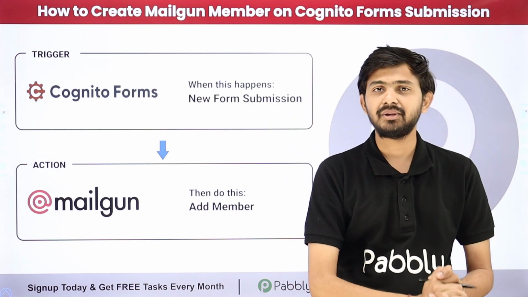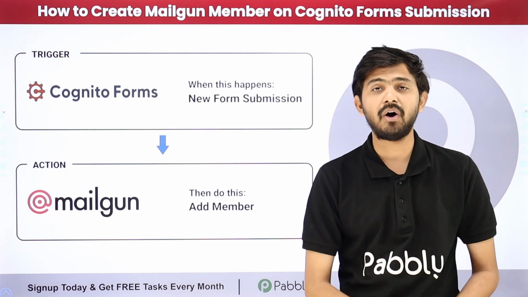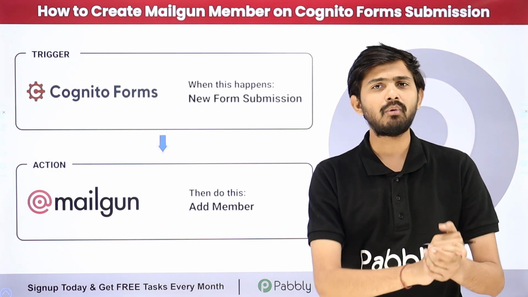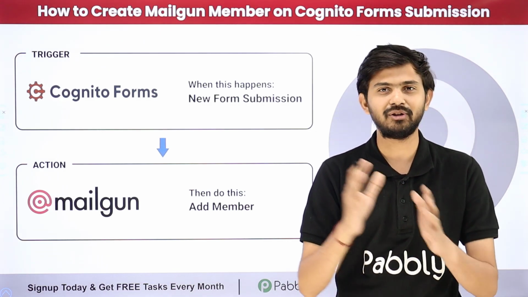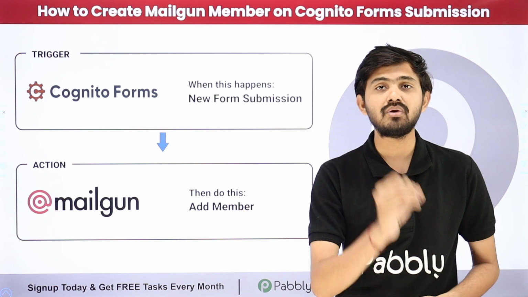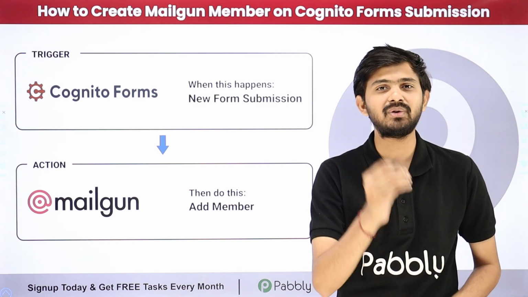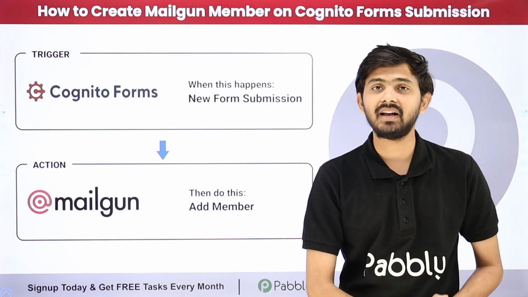I'm running a subscription-based business and I've created a sign-up form using Cognito Forms. Now what I want is that whenever I receive a new sign-up or a new form submission through Cognito Forms, then automatically, using the details of that form submission, I want to create a new member in my Mailgun account.